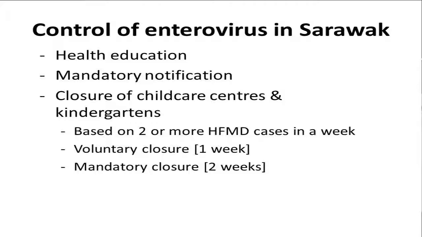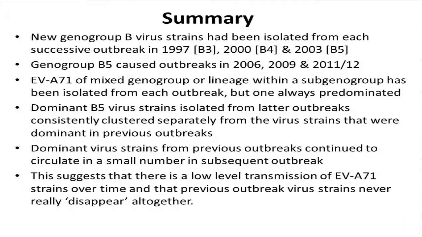So what are the take-home messages from today's discussion? I've told you about the different outbreaks that we have seen. Currently, we are only seeing B5s. We see mixed lineages of B5s. And what roles do they play? Are they associated with disease severities? I've had some thoughts on that in some of the discussions I've had with Dr. Lee.